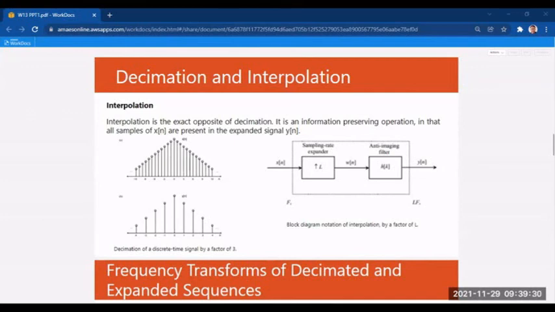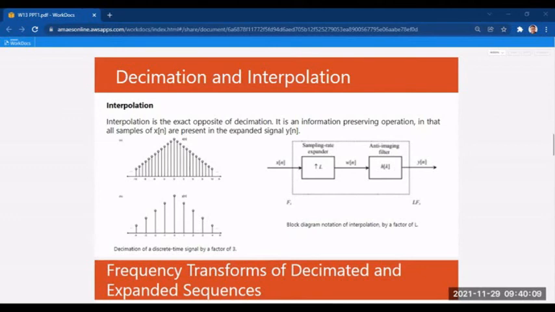Interpolation works by inserting L minus 1 zero-valued samples for each input sample. The sampling rate therefore increases from fs to L times fs. The expansion process is followed by a unique digital low-pass filter called an anti-imaging filter. Although the expansion process does not cause aliasing, since the sample frequency is very high, it does, however, yield undesirable replicas in the signal's frequency spectrum.